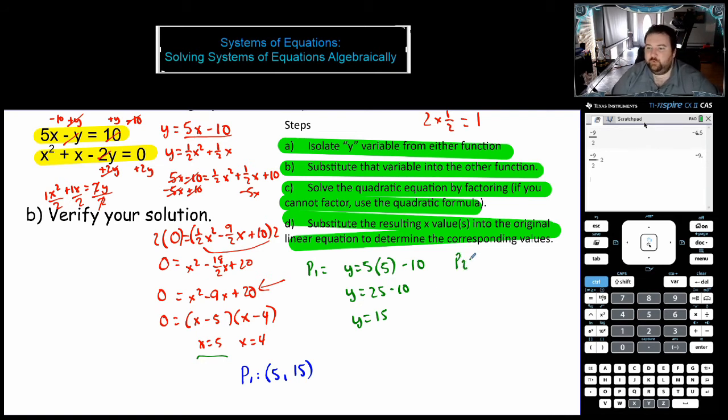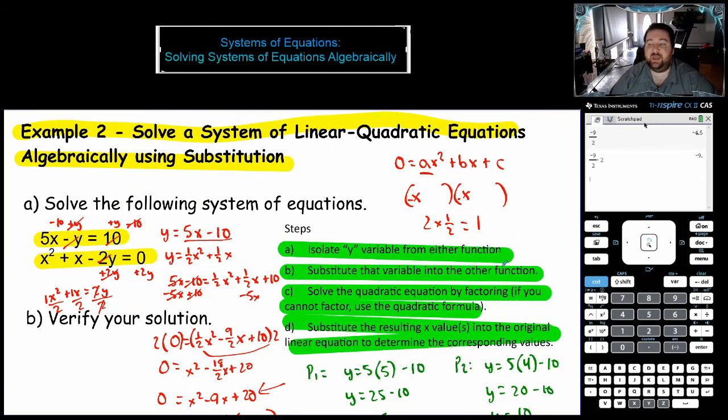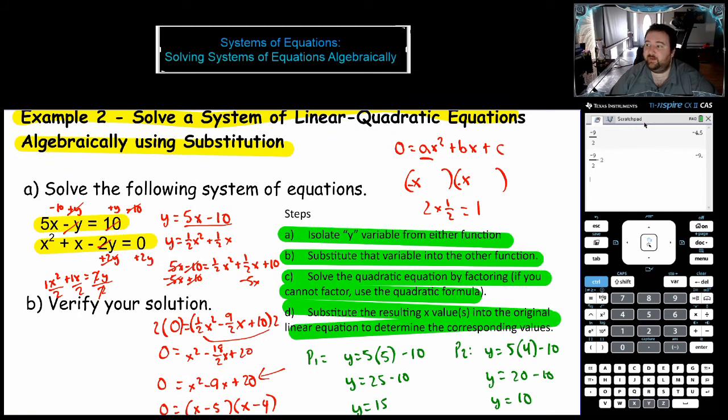So our P2 is going to happen when y equals 5 times, in this case, x equals 4 minus 10. This is y equals 20 minus 10 and y equals 10. And now we have our second solution, so P2. And P2 happens when x is 4 and y is 10. And there's our solution. And just to reiterate, we're going to graph this as well, just so you can see that solving algebraically does in fact work.